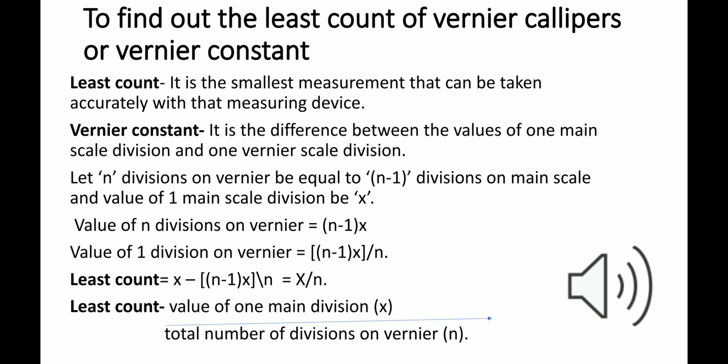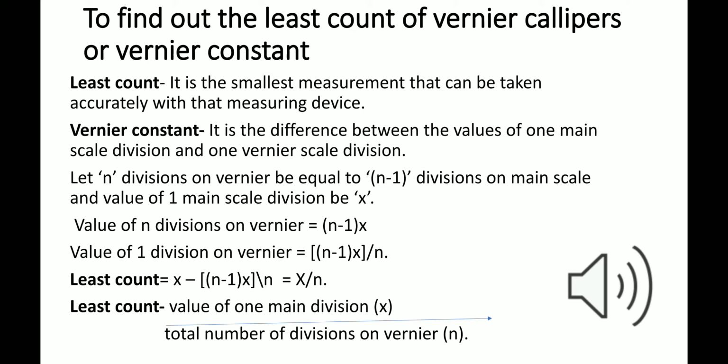Please take some copy because you have to calculate. Somewhere you have to write something. Without calculating, you won't understand. So what we have said is n divisions on vernier is equal to n minus 1 divisions on main scale, and the value of one main scale division is x. Keep in mind that these three things have been assumed.